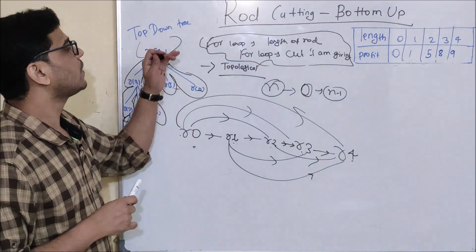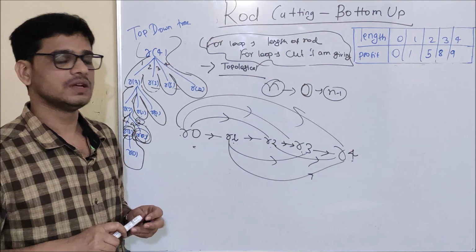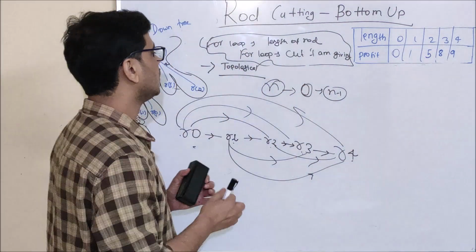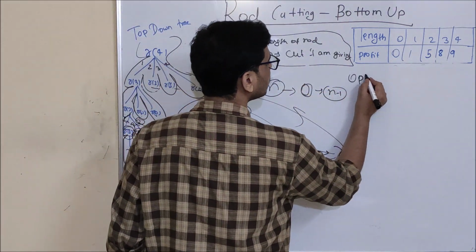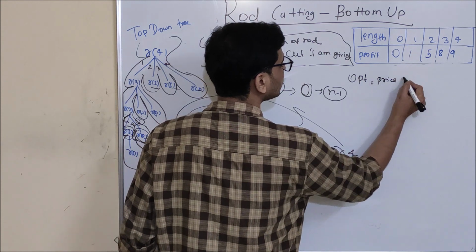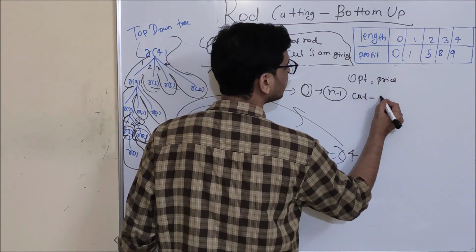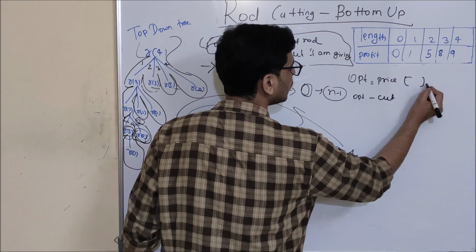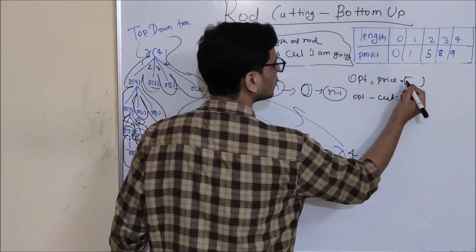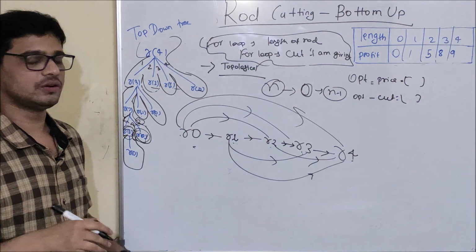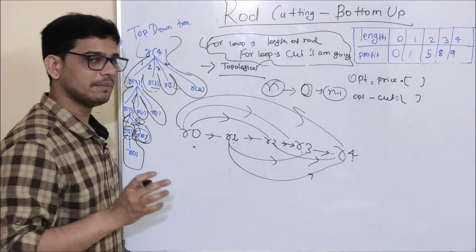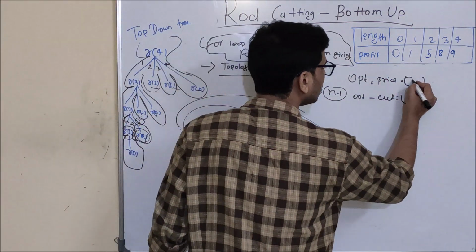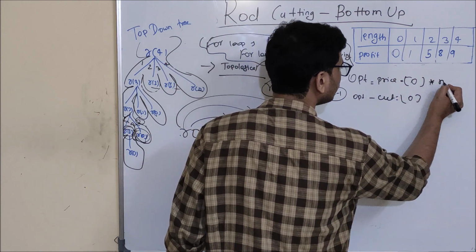And one more thing, for this particular code I will be using two lists, that is two tables, if you want to say it in terms of dynamic programming. One table will be named optimal price, and the second table will be named optimal cut. And what will be the dimension of these two tables? I have already explained this in my top down video, but to revise it, suppose my rod length is n, then the table dimension will be n plus 1. So I will be initializing both arrays with 0.